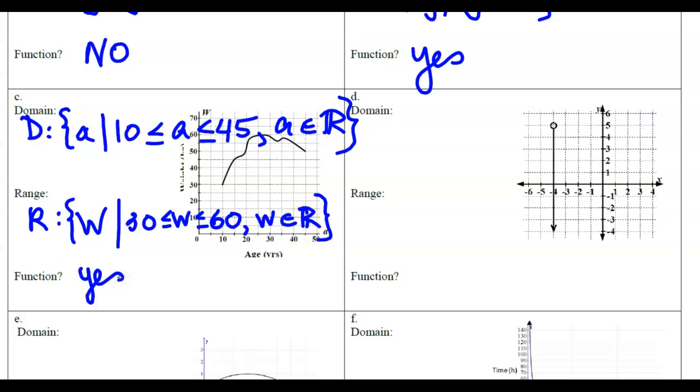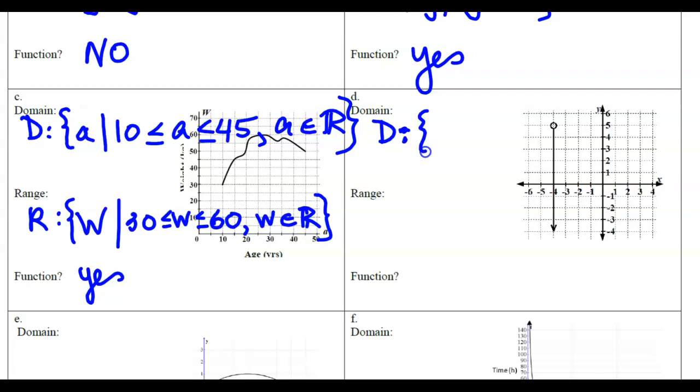right? Although it gets kind of steep here, it's still slightly slanted, okay? Same over there. So it's still a function.